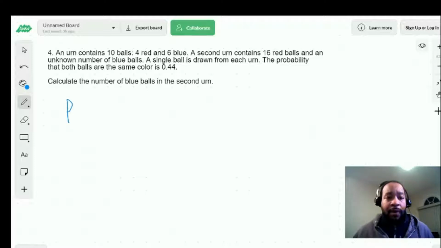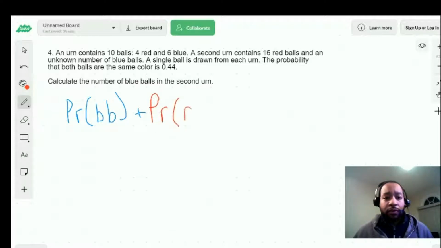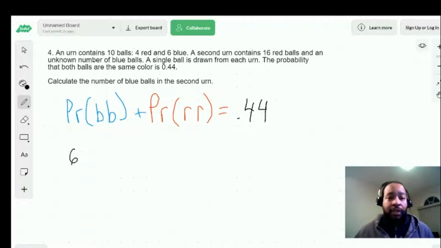that the probability that you have 2 blue balls plus the probability that you have 2 red balls is equal to 0.44. Okay? So now what we need to do is look at the probability of finding 2 blue balls and 2 red balls. Alright, so for the first urn, we have 6 out of 10 that are going to be blue. So you have 6 out of a total of 10 in the first urn.